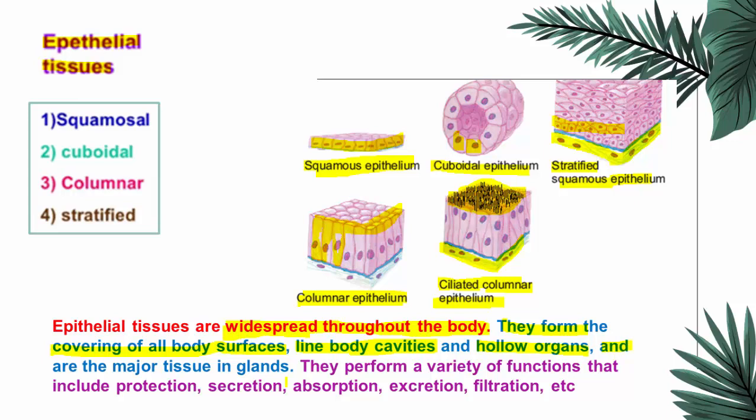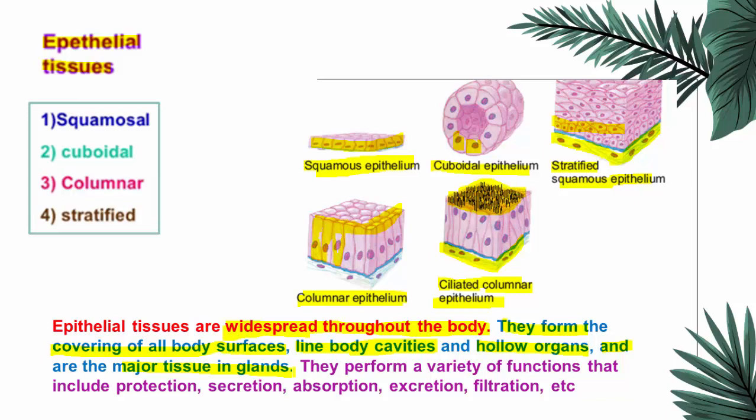Apart from this, other major tissues in the glands. What is gland? Which secretes either hormone or juice. They are called glands. Pituitary is a gland, liver is a gland, thyroid is a gland, pancreas is a gland, adrenal glands which are present on the kidney, they are also glands.